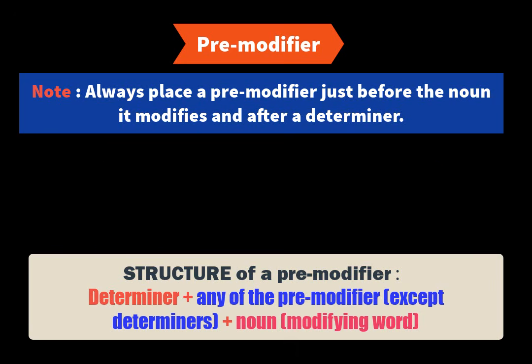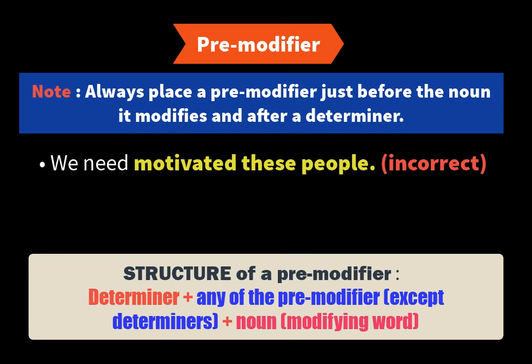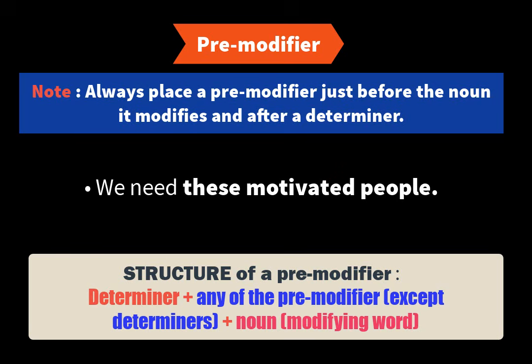All right. You cannot say, "We need motivated these people." No, you cannot say that. First the determiner, these, then the modifier motivated, then the noun people. We need these motivated people. All right. So that's something you have to take care of. Always keep this in your mind. First the determiner, then the modifier, then the noun it modifies.